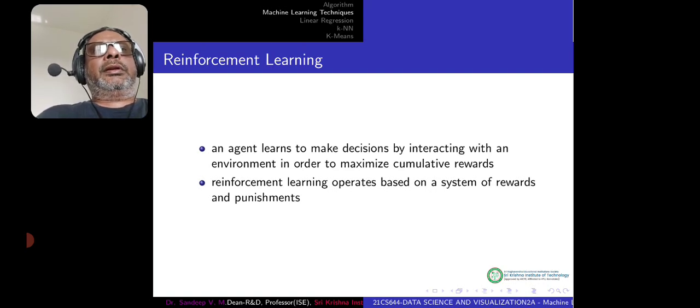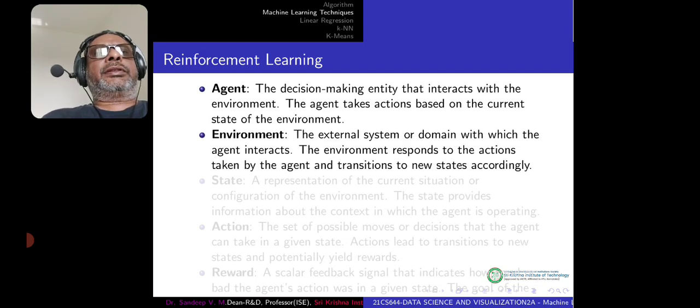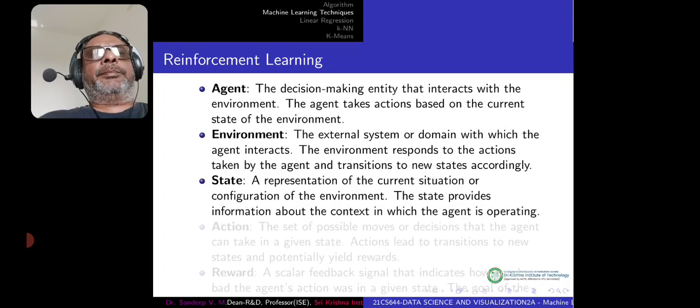Reinforcement learning operates based on a system of rewards and punishments. The basic components of reinforcement learning: there is an agent, a decision making entity that interacts with the environment. The agent takes actions based on the current state of the environment. The environment is an external system or the domain with which the agent interacts. The environment responds to the actions taken by the agent and transitions to a new state accordingly.